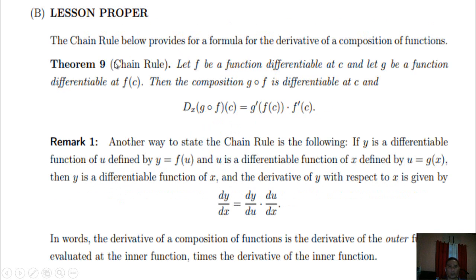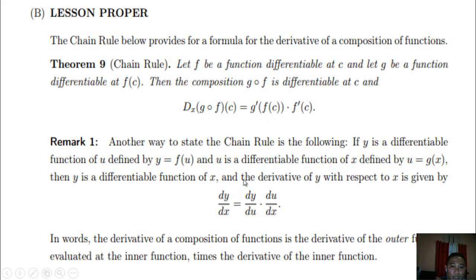And that is the chain rule. The chain rule is somewhat like a composition of functions, in which we first take the outside, then go inside. Let f be a function differentiable at c and let g be a function differentiable at f of c. Then the composition g of f is differentiable at c, and the derivative of g circle f of c is the derivative of g at f of c times the derivative of f of c. This means we take the derivative of the outside times the derivative of the inside.